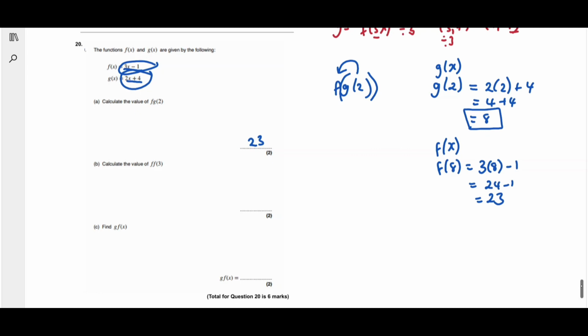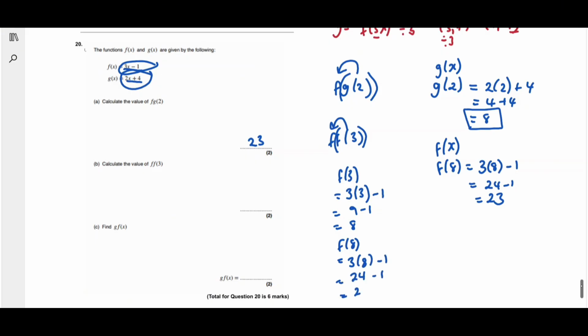Next one, similar, but this one says FF3. So F3 is on the inside, so you're going to do that first. I'm going to put 3 into F. F is 3x minus 1, so I'm going to do 3 lots of 3 minus 1, which is 9 minus 1, which is 8. Then because I've got to put that back into F, I'm now going to do F8. F is 3x minus 1, so 3 lots of 8 minus 1, which is 24, minus 1 is 23. So I've got the same answer here as I got for the one above.